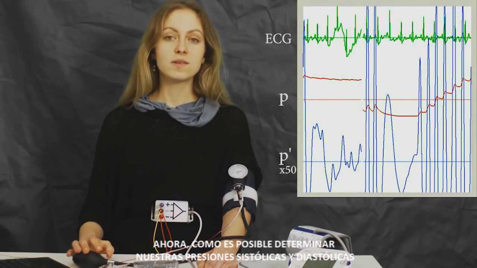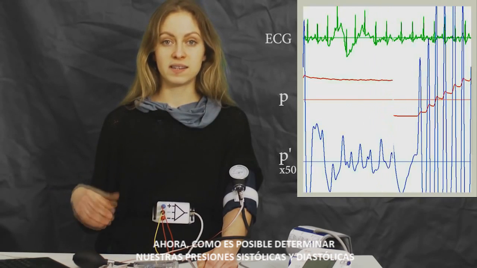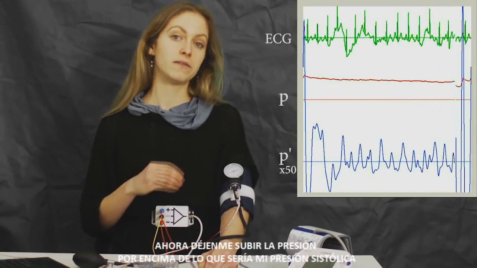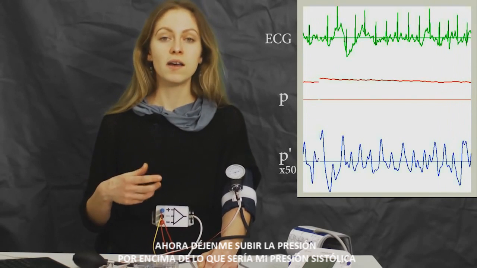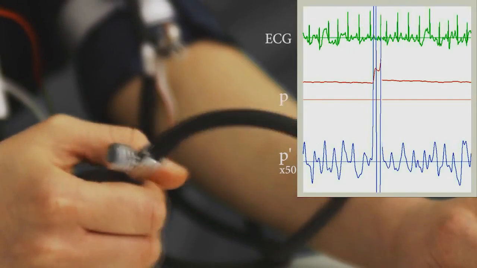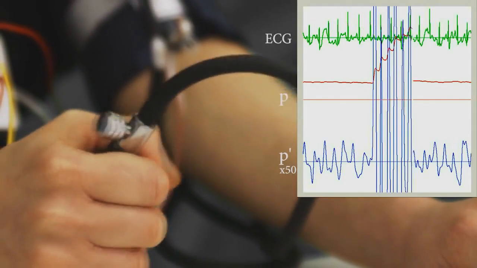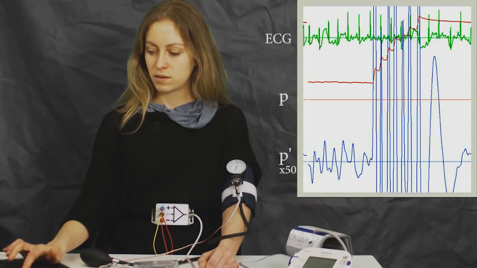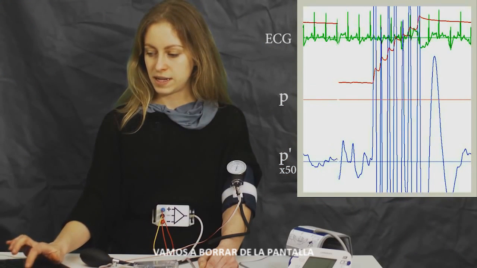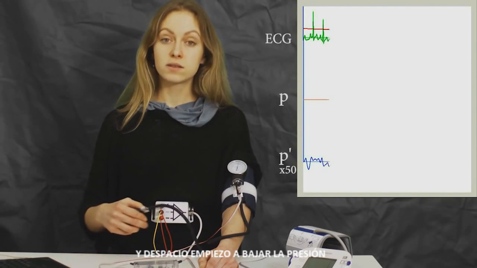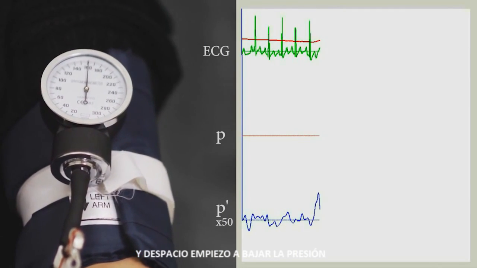Now, how is it possible to determine our systolic and diastolic blood pressure? Let me pump the cuff up to a point which is higher than what my systolic blood pressure would be. Now, clear our data from the screen, and then I slowly reduce the pressure in the cuff.